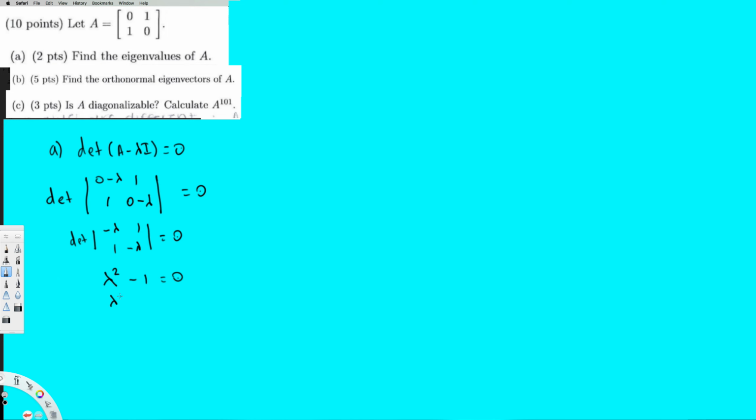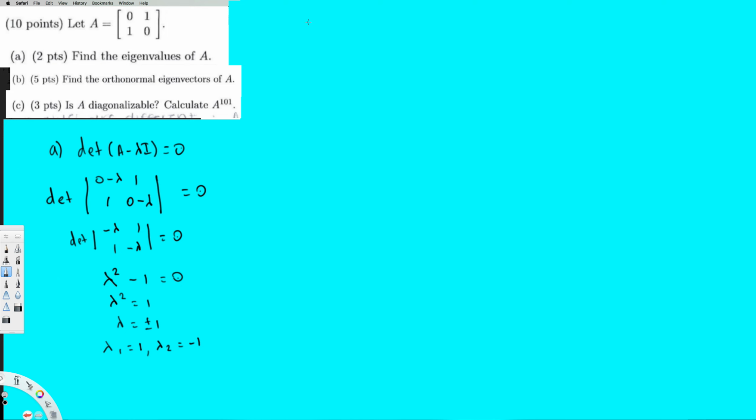And if I solve, lambda squared is going to be 1, therefore lambda is going to be equal to plus or minus 1. So we can say lambda 1 is equal to 1, lambda 2 is equal to minus 1. So these are the eigenvalues. That's the answer for the first question.